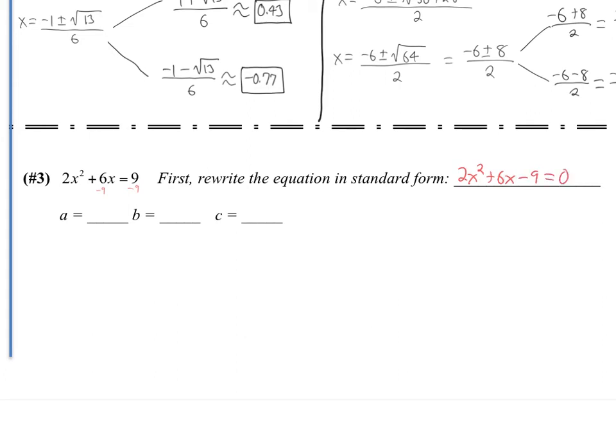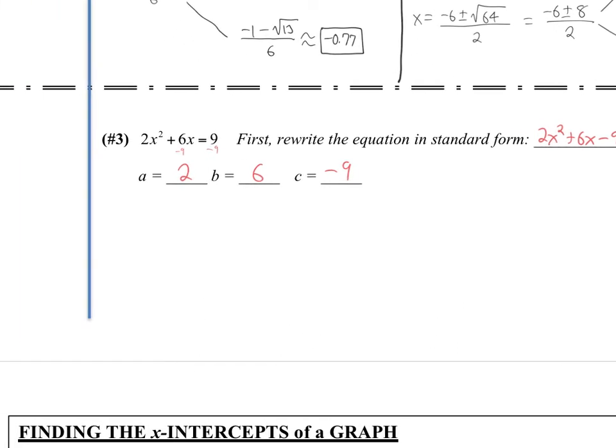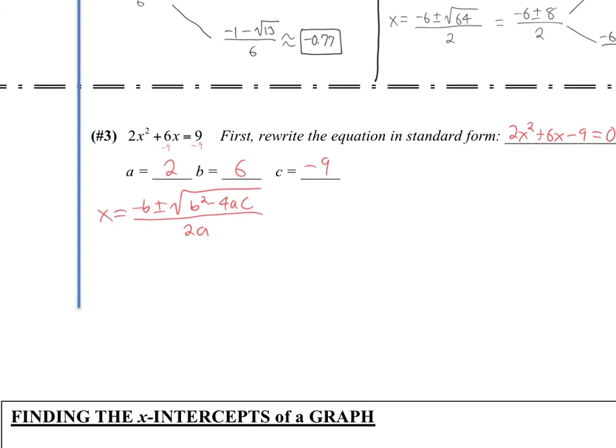Okay, now it's equal to 0, so now we can do our a, b, and c, which is a is 2, b is 6, c is -9. And we're going to plug into the formula. Sing it with me. X equals negative b plus or minus the square root b squared minus 4ac all over 2a. See if you can solve this one on your own. See how you do. Go ahead.